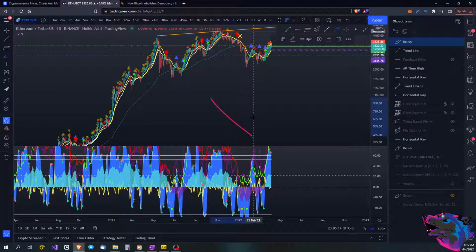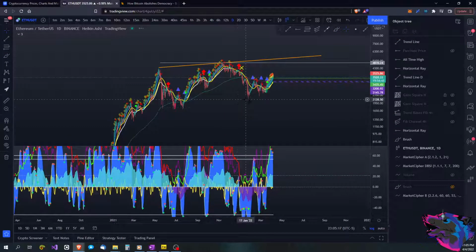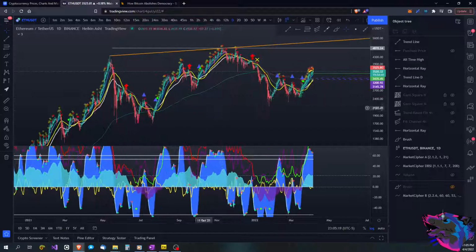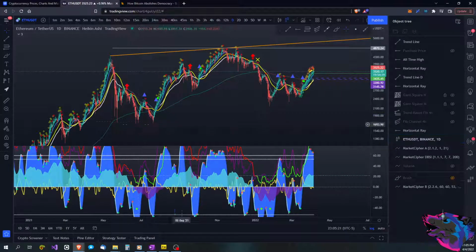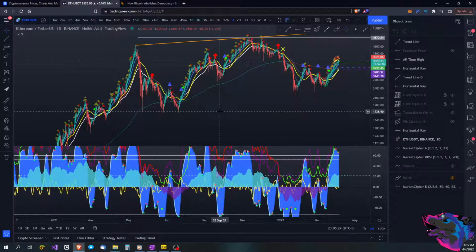Let's see, just for shits and giggles here, could we do the same thing on the daily chart? What do you think? Think we can? Do you see it? You see it yet?